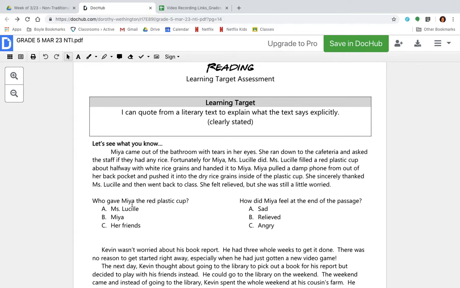Who gave Maya the red plastic cup? A. Miss Lucille. B. Maya. C. Her friends. How did Maya feel at the end of the passage? A. Sad. B. Relieved. C. Angry.